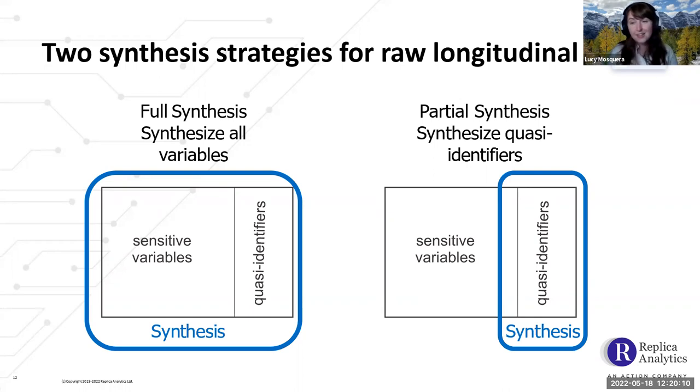In contrast, there are also sensitive variables in a data set. We consider sensitive variables to be all the information in your data set that is not a quasi-identifier. With the full synthesis approach, you synthesize all your quasi-identifiers as well as all your sensitive variables for all individuals in your data set. With a partial synthesis approach, it's focusing on the privacy. So you really only synthesize the quasi-identifiers. This is a very good way of mitigating privacy risks and also being able to work with complex longitudinal data sets without having to break out the big GPU and the deep learning models.